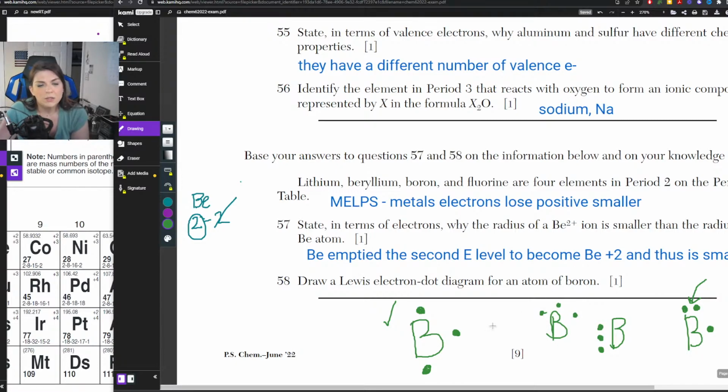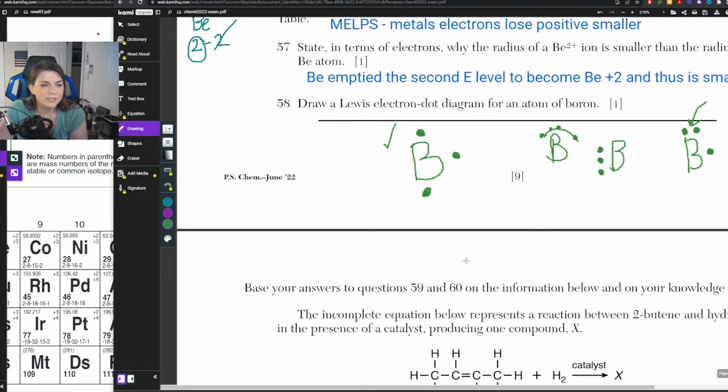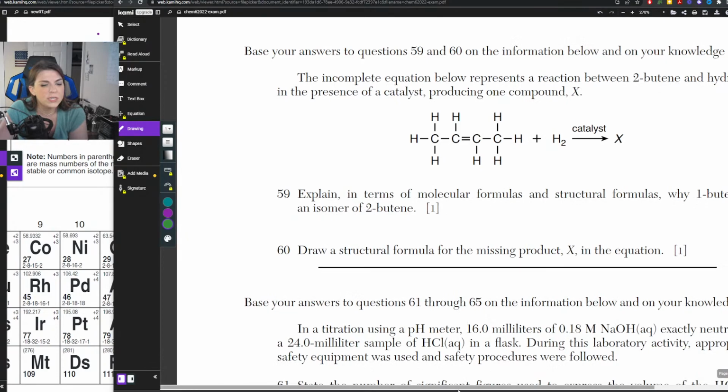Although, potentially somebody would count that if it was super close together and kind of curvy. I wouldn't count it. It depends on who's scoring. Keep them far from each other. That's the best practice.